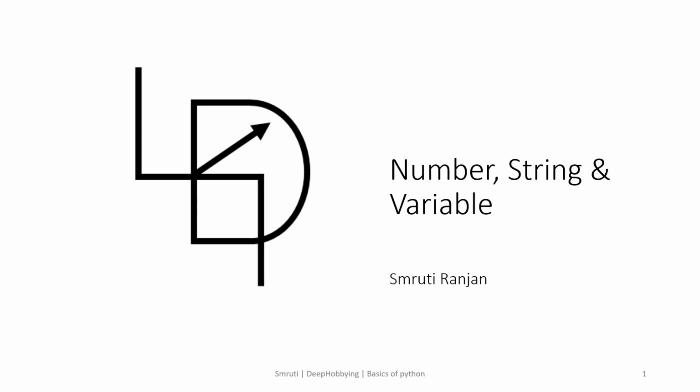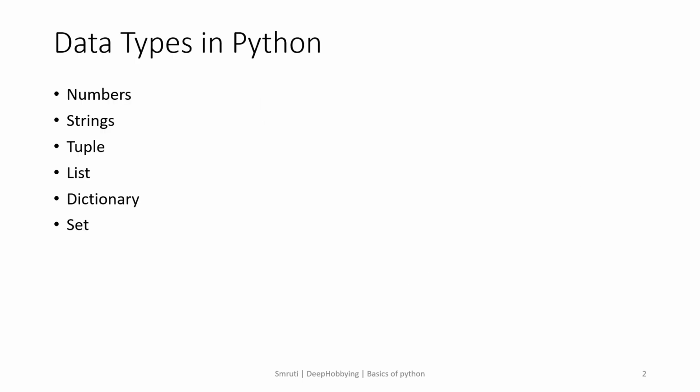Welcome back. In this tutorial, we will discuss number and string data types and variables. In Python, there are 6 different data types. In this tutorial, we will discuss the first 2, and the rest 4 we will discuss in subsequent lectures.